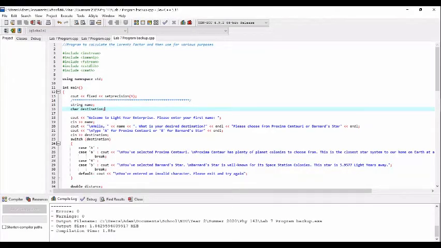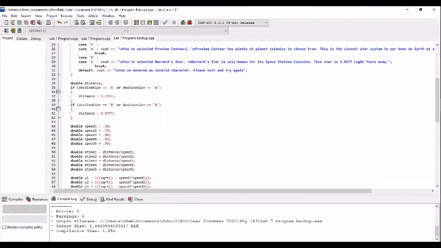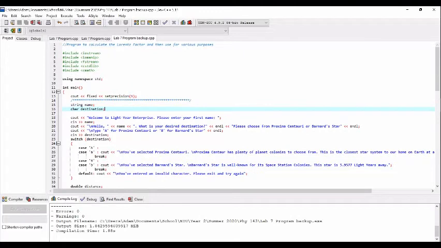Now, using these concepts of the Lorentz factor and time dilation, I put together a program that takes you on the journey of purchasing a ticket to an extrasolar star system at relativistic speeds. So I'm going to run this program.